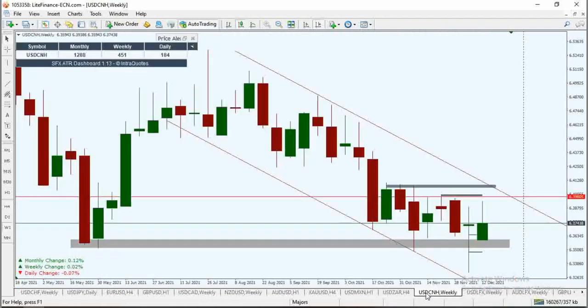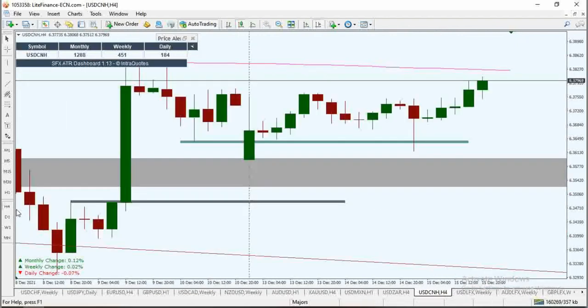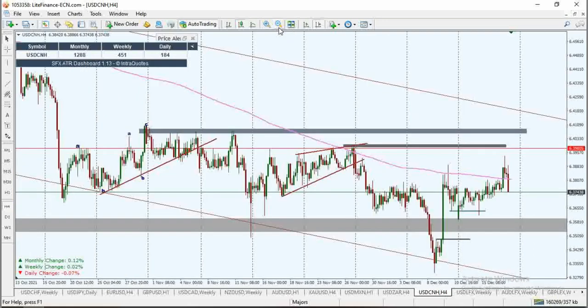Okay, so let's look at Chinese yuan as well. We're going to have the best entry for Chinese yuan very soon. Okay, we're going to have the best entry for Chinese yuan very, very soon, and this is going to bag you money. This entry here is going to be a classic one.